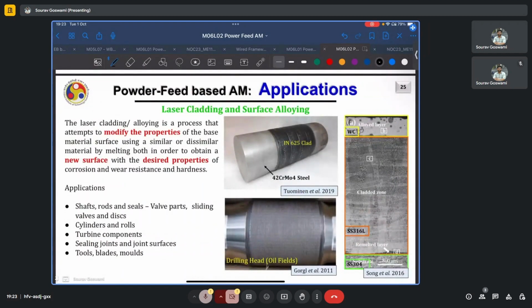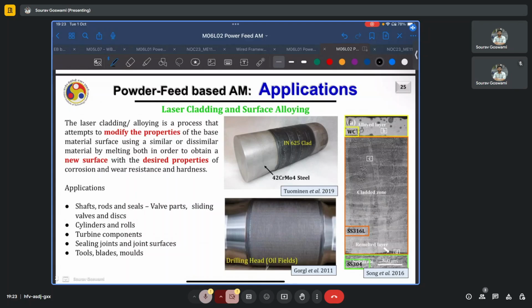These can also be used for laser cladding and surface alloying applications. Laser cladding or alloying is a process that attempts to modify the properties of the base material surface using a similar or dissimilar material by melting both in order to obtain a new surface with desired properties of corrosion and wear resistance and augmented hardness.